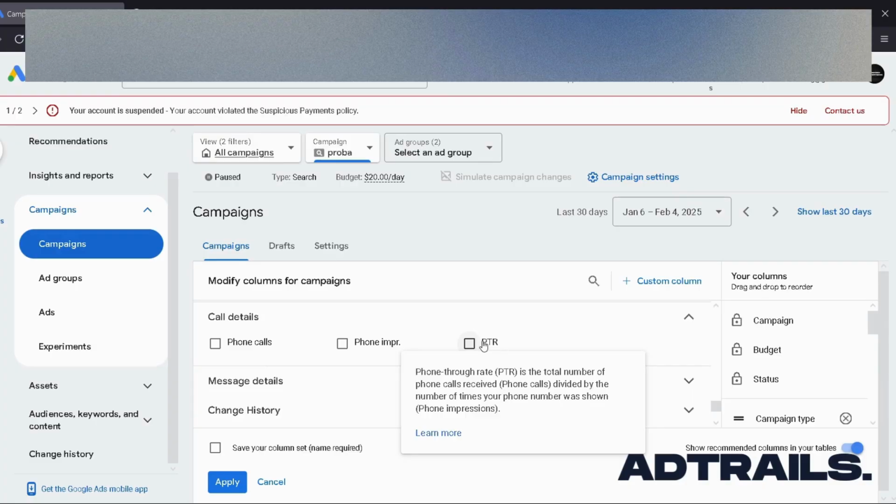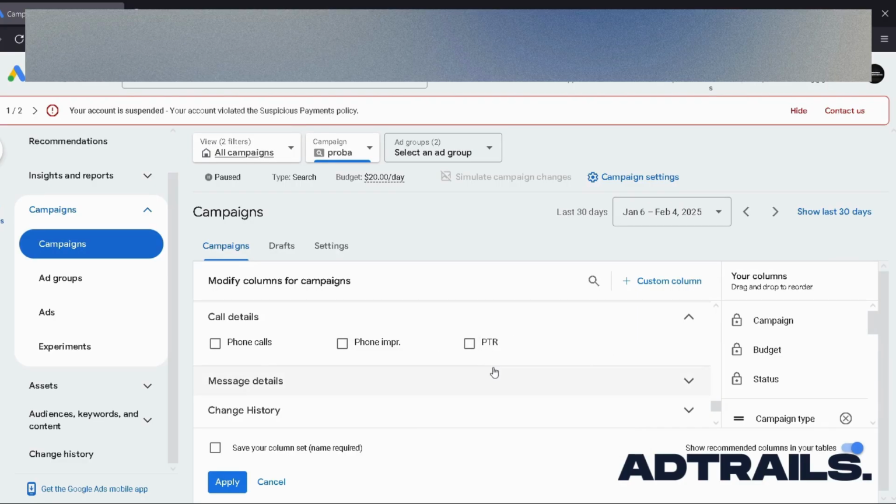That is the phone through rate, and that is the total number of phone calls received divided by the number of times your phone number was shown. And that is actually pretty good for a service-based business, such as a plumber or something like that, which sells on live calls from customers directly from your website or directly from your ad. Doesn't really matter.